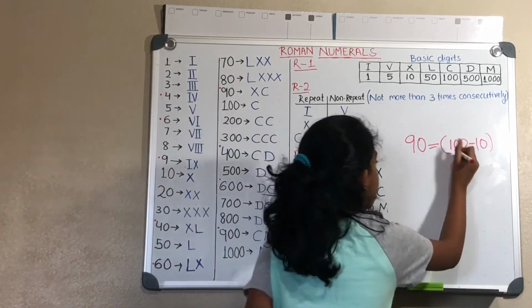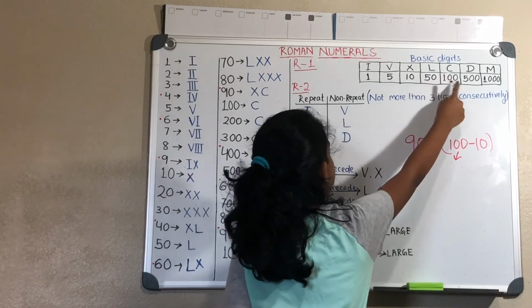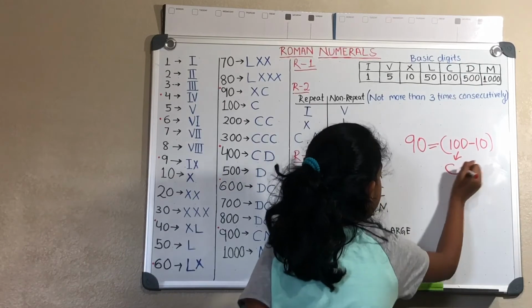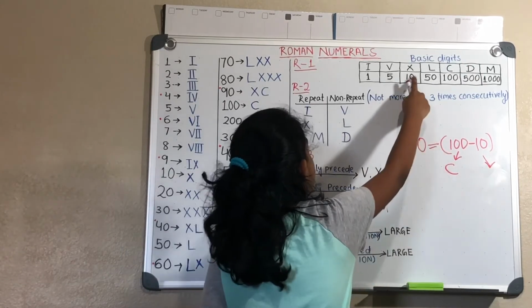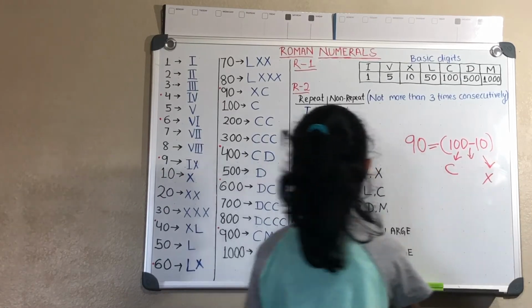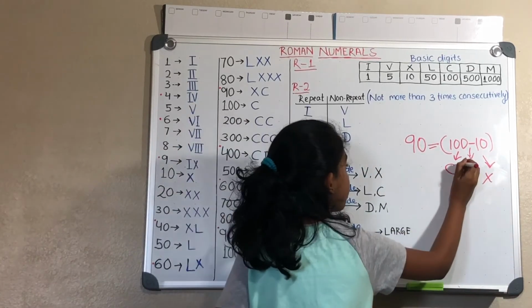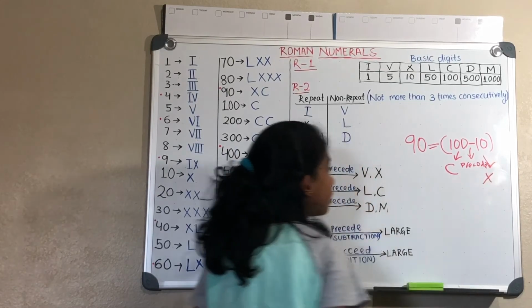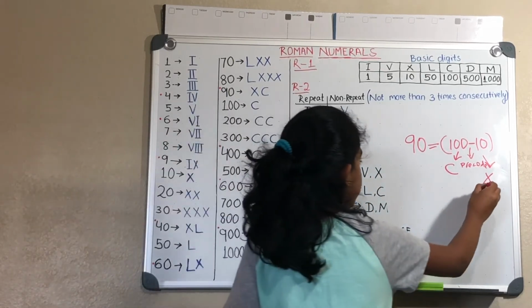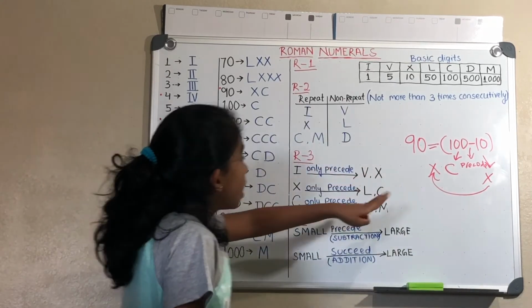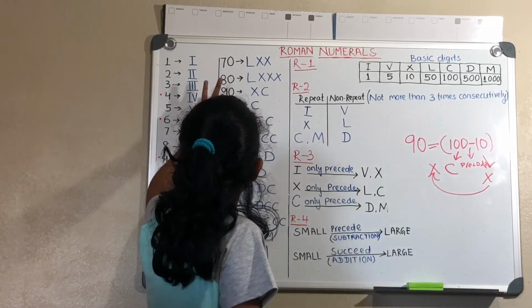So 100 is C according to the basic digits, and 10 is X. The subtraction is preceding, and since you're preceding, the X has to come before the C, resulting in XC, which is 90.